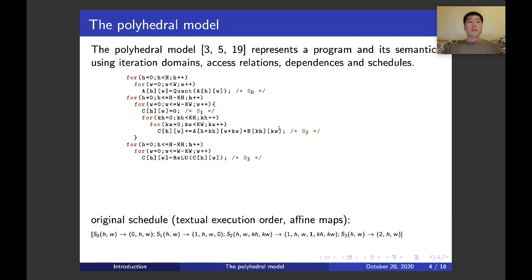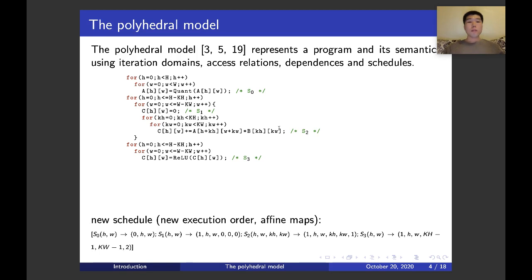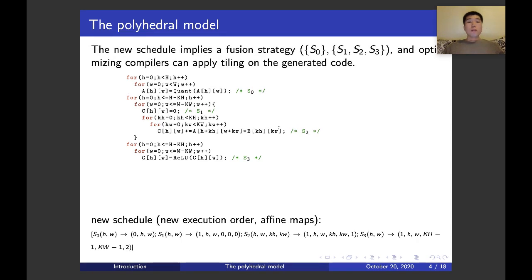In addition, the polyhedral model represents the execution order of programs using schedules. So the original schedules can be written in the form of affine maps. Using the original schedule and the dependences, the polyhedral scheduling algorithm can compute a new schedule that considers better parallelism and locality. In addition, the polyhedral scheduling algorithm also automates different fusion strategies.